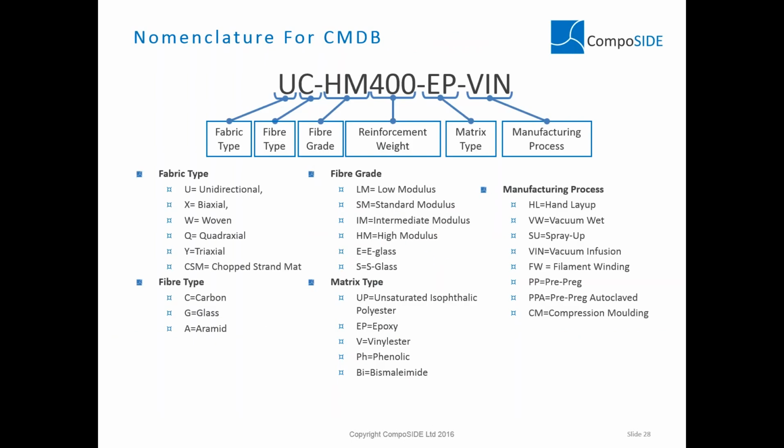Last word on CMDB: obviously with 890 plies, you need to be able to categorize them in a nice and easy way for yourself first, but also for the people you're going to communicate with. So here you've got an overview of the nomenclature for CMDB, showing the fabric type, fiber grade, reinforcement weight, matrix type, and manufacturing process.